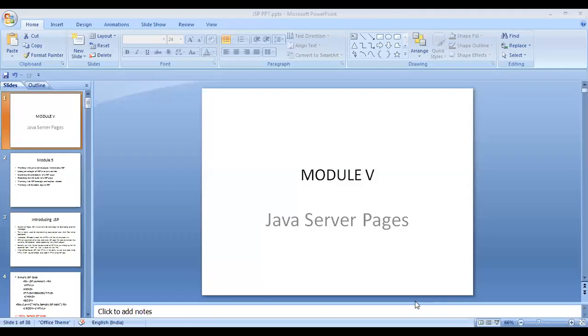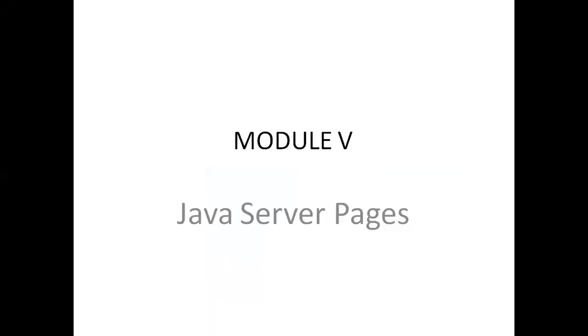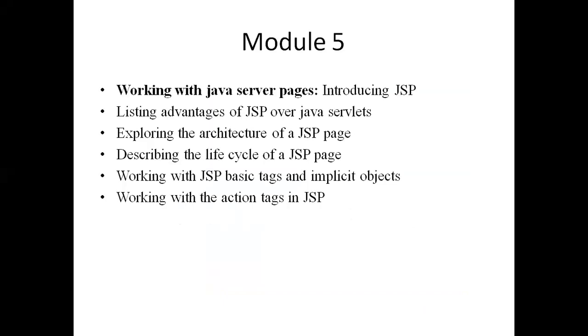Some of the important concepts in JSPs. Java Server Pages. We will be going through what JSPs are, and why JSPs came into the picture when servlets are already there. We will study the architecture of JSPs, the life cycle, and how to come up with the hello world program of JSPs in Eclipse. Then we will study some of the basic JSP tags, what we mean by implicit objects, and the action tags in JSPs.